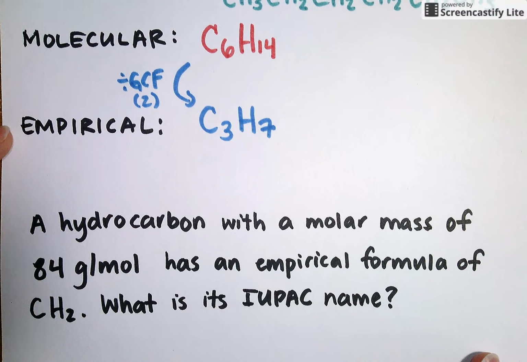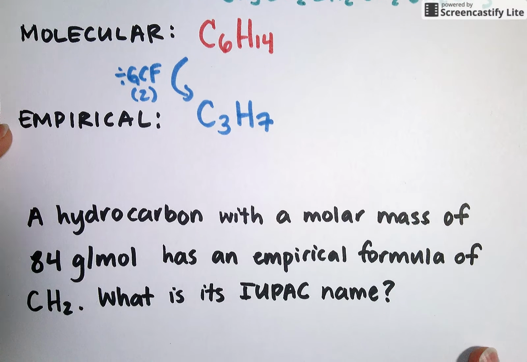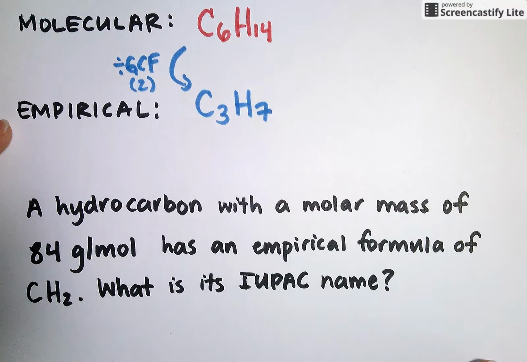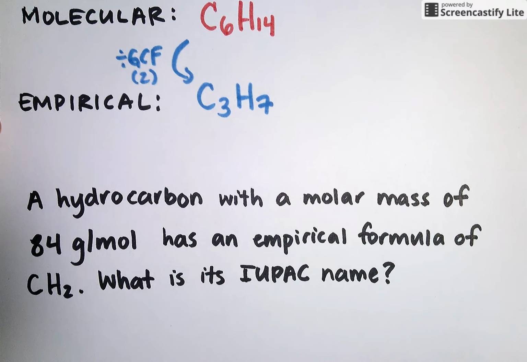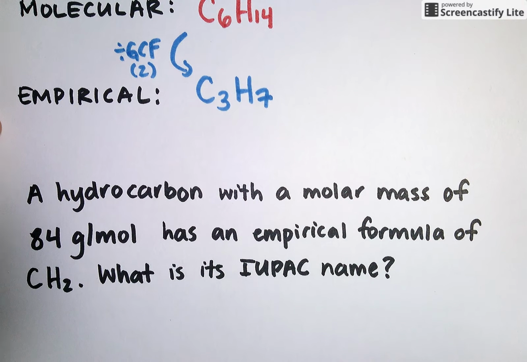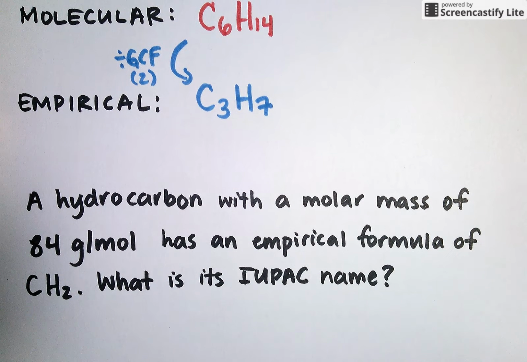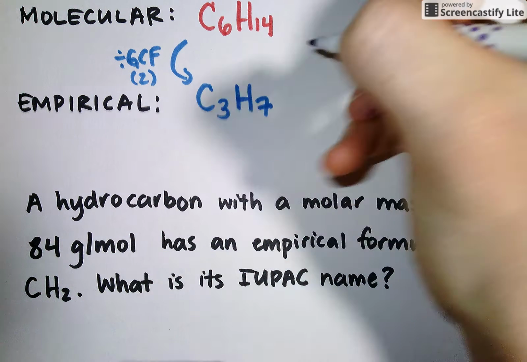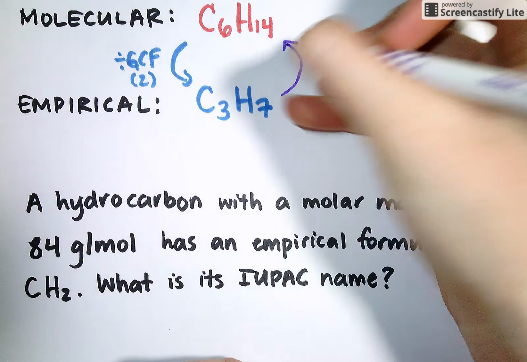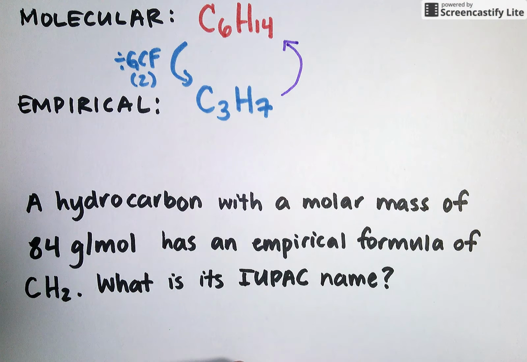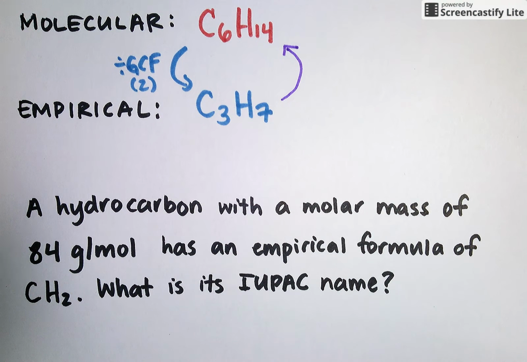If you're given a molar mass, in this case, we know we've got a hydrocarbon, and we know its gram formula, or molar mass, is 84 grams per mole. We're also told that it has an empirical formula of CH2. So what we're essentially trying to do is go from an empirical formula back up to a molecular formula. We need to figure out what we need to multiply by to go from our empirical to molecular form.